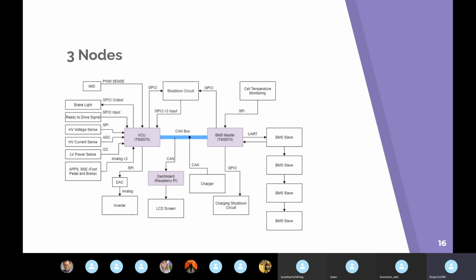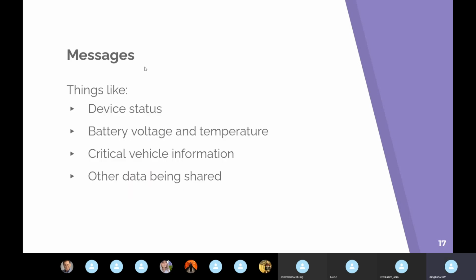And that's something I'm working on with the other members, which is understanding what kind of messages need to be sent through CAN, how often, and what their priority needs to be. Right now we have about 20, and I'm going to have to put them in a specific order because everyone gets their own priority. Messages sent are things like battery device status, battery voltage and temperature, any critical information, and finally any kind of data that's being logged, especially if it needs to be transported to the dashboard.